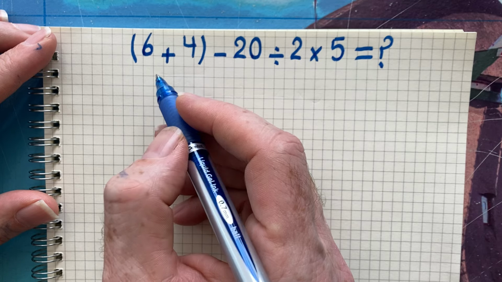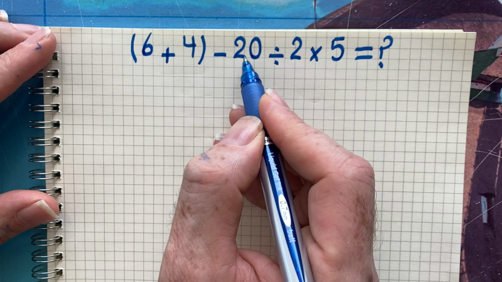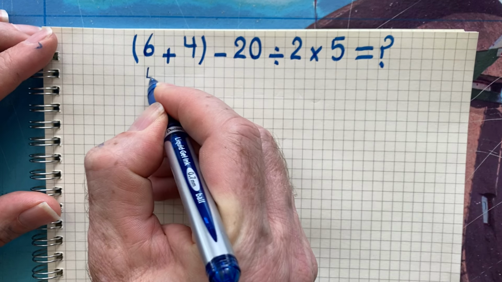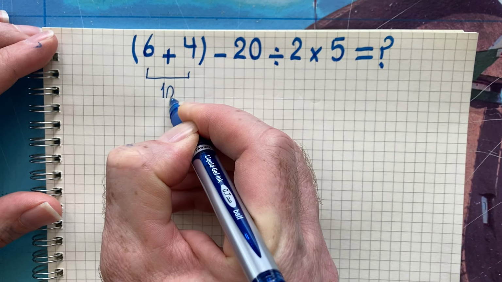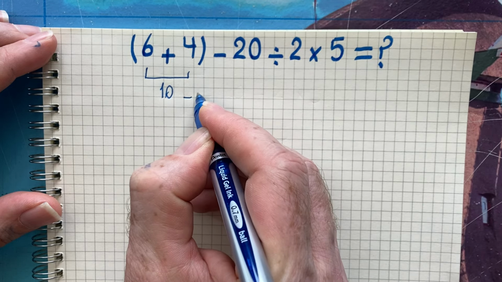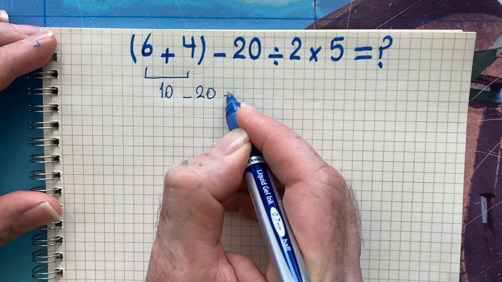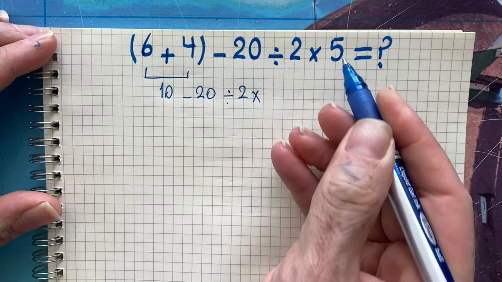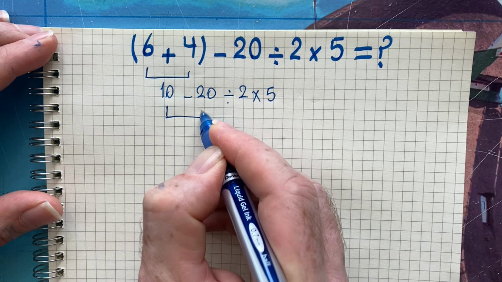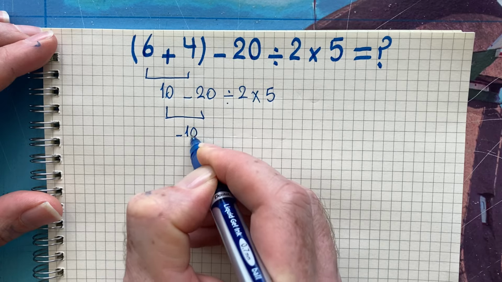In this video, we are going to find the value of 6 plus 4 minus 20 divided by 2 times 5. Alright, this 6 plus 4 is going to be 10. So the expression can be written in the form of 10 minus 20 divided by 2 times 5. Next step, this 10 minus 20 is going to be negative 10.